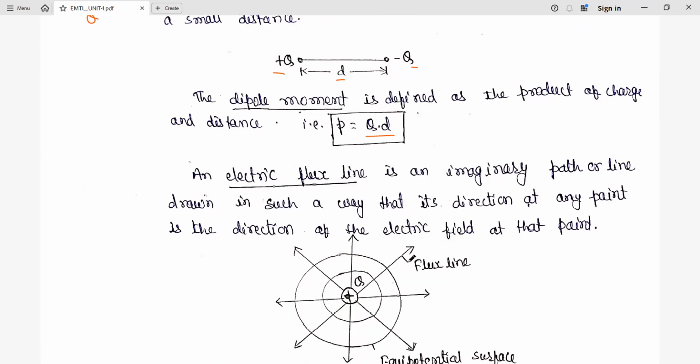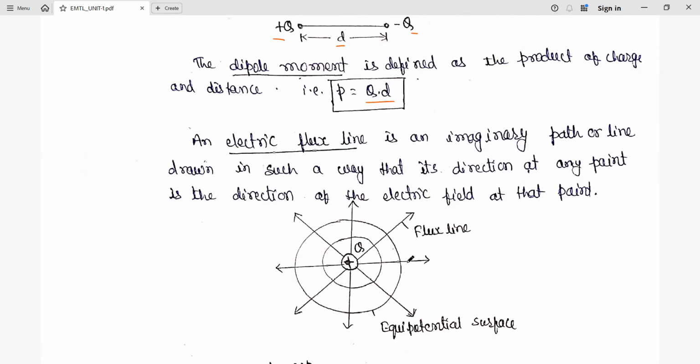Next, we are going to define what is the flux line. Here we are talking about electrostatics, so we are talking about the electric flux line. That is the imaginary path or line whose direction at any point will be the direction of the electric field at that point. Like here, at any point we consider, it will have the same direction as the electric field. So that is called the electric flux line.